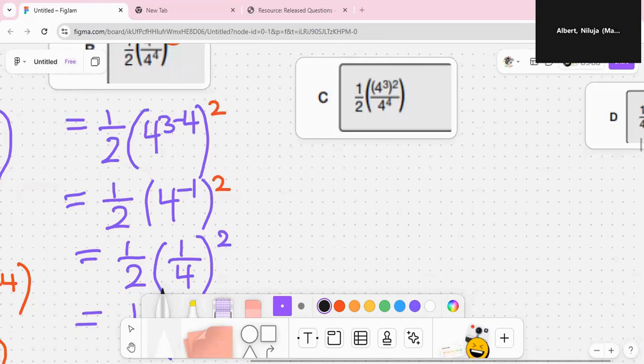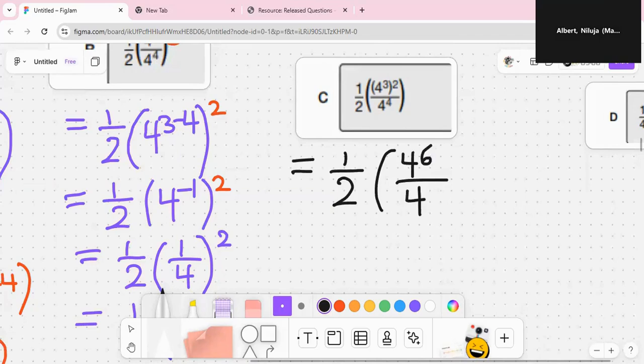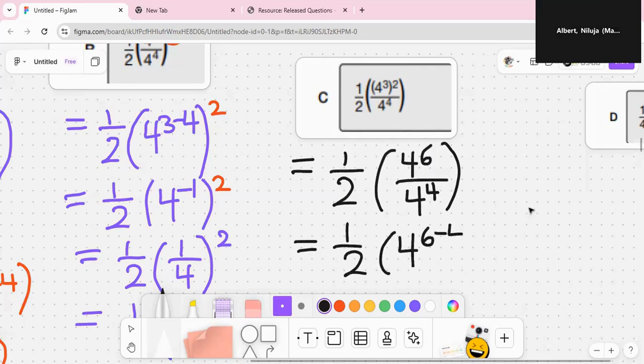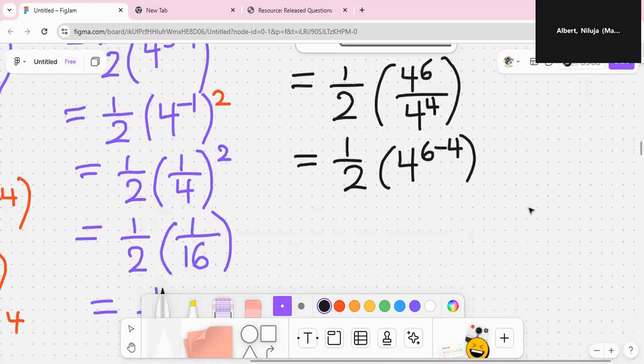So in this case, I have 1/2 that I'm multiplying by the expression inside the brackets. Just like before, I have the power of the power rule. So 4 to the power of 3 to the power of 2 translates into 4 to the power of 3 times 2, which is 4 to the power of 6, over 4 to the power of 4. So by now, I know I have to keep the base the same, subtract my exponents. Notice that I'm not skipping any steps.